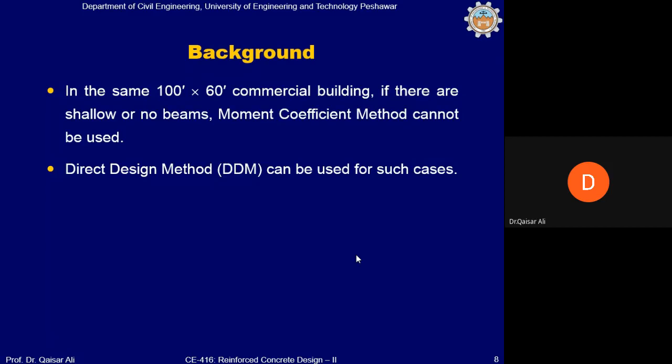Similarly, the direct design method, which is a method of analysis for two-way slabs without beams, has also been compared, and it also gives us good results if you compare the results of the direct design method with the SAP 2000 results. Okay, so although the direct design method has been recently taken out of the code, still it can be used with its limitations, which will be discussed in the next slides.